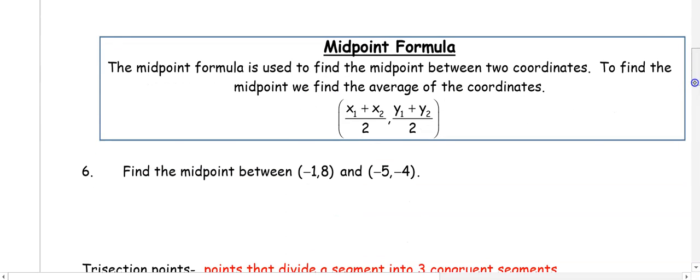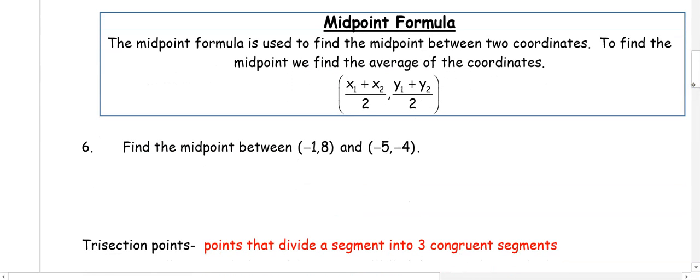So we are going to skip number 5 and go down to our midpoint formula. The midpoint formula is used to find the midpoint between two coordinates. The midpoint is the averages of the coordinates. So we're going to add the x coordinates, divide by 2, and add the y coordinates, divide by 2.